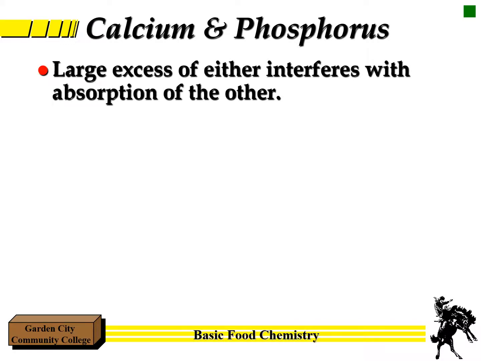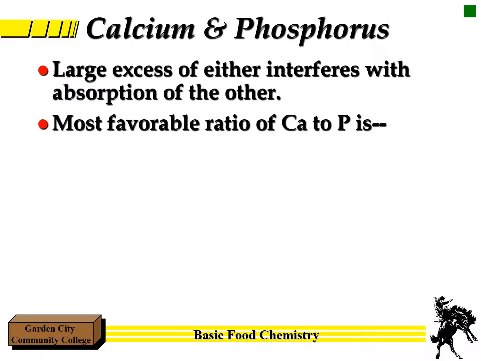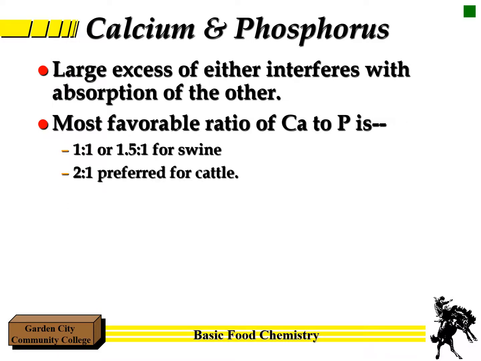But the biggest thing is you have to be aware in a diet or a ration of how much calcium and how much phosphorus is actually in there, because if you have a large excess of either one, it interferes with the ability of the other one to work or the absorption of the other. So the most favorable ratio, you need a ratio of calcium to phosphorus. For pigs, it needs to be balanced about 1 to 1, maybe up to 1.5 calcium to 1 phosphorus. And then about 2 to 1 for cattle.